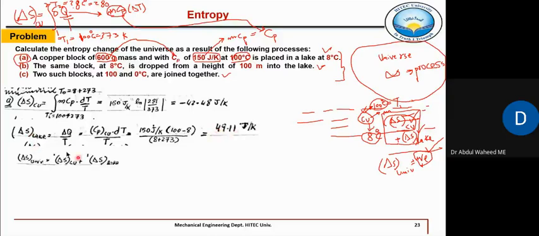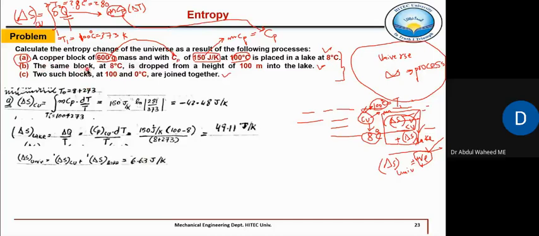Add both entropy changes. So that is a positive number, 6.63 joules per Kelvin. So during this process, this is the entropy which is generated. This process is irreversible. That's why the entropy change is positive. Due to this process, some entropy is generated in the universe. That is a positive quantity. Now let's see the second case.